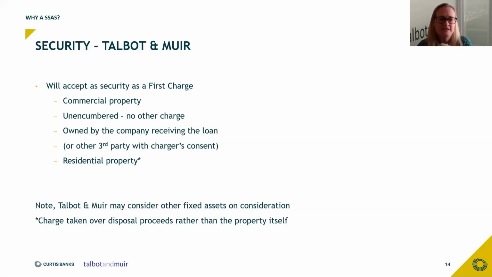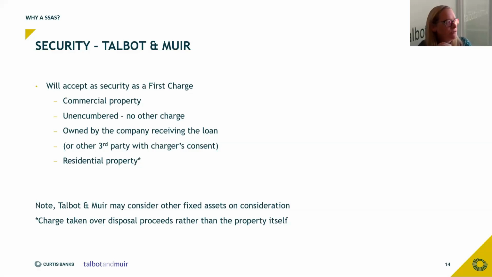What are the implications? If there was commercial property, automatically we would expect to see that commercial property come into the SSAS pension scheme. With residential property, it's slightly different. The charge that we will take will be over the disposal proceeds rather than the property itself. We do that because we can't have residential property come into the SSAS scheme, because that would give rise to a tax charge, which you don't want. You've already defaulted on the loan. We don't then want to be causing more issues by creating a tax charge for the clients.